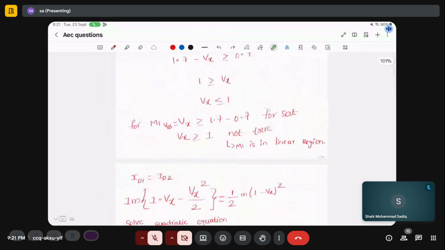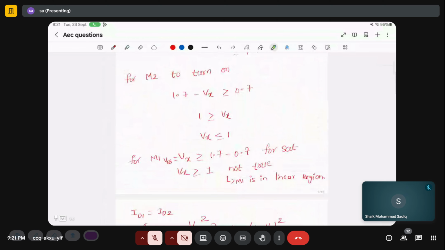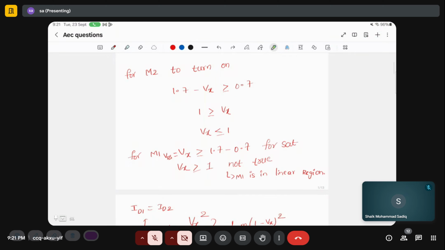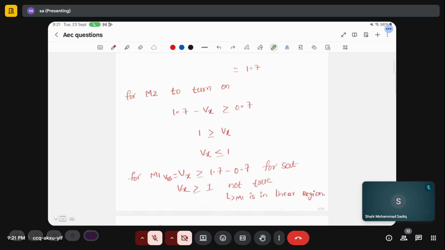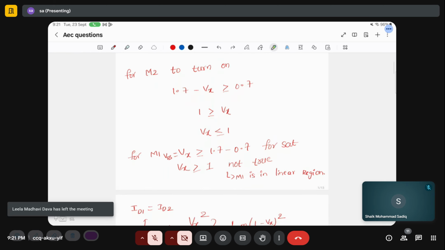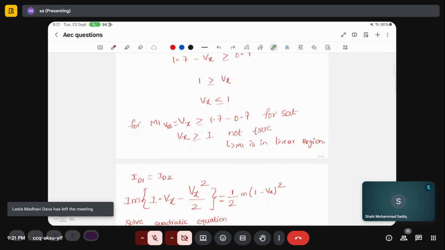Does anyone have any doubt? When Vx is equal to 1, at that condition both will be in saturation.